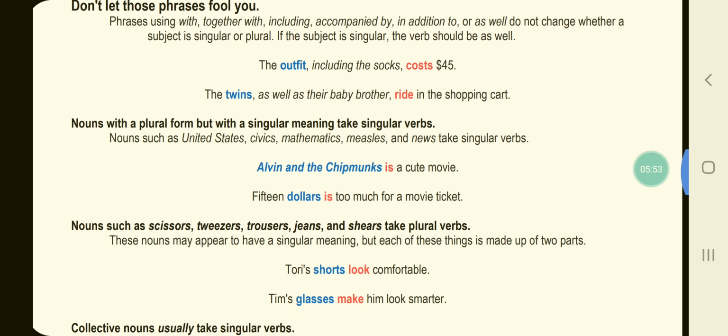Next point, nouns with a plural form but with a singular meaning take singular verbs. For example, nouns such as United States, civics, mathematics, measles, and news take singular verbs. For example, Alvin and the Chipmunks is a cute movie. Now children, $15 is too much for a movie ticket. Mathematics is a difficult subject. So, nouns with a plural form with a singular meaning take singular verbs.